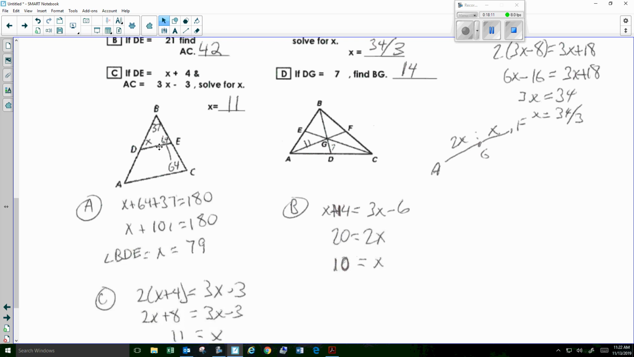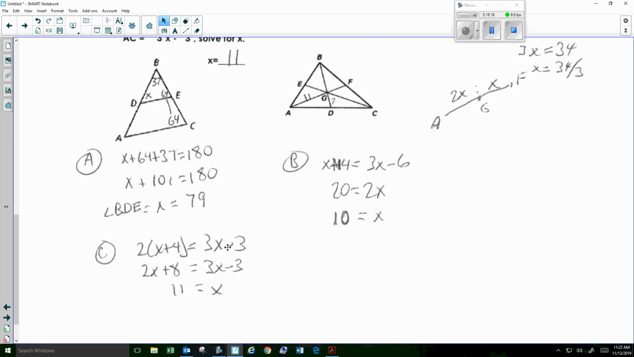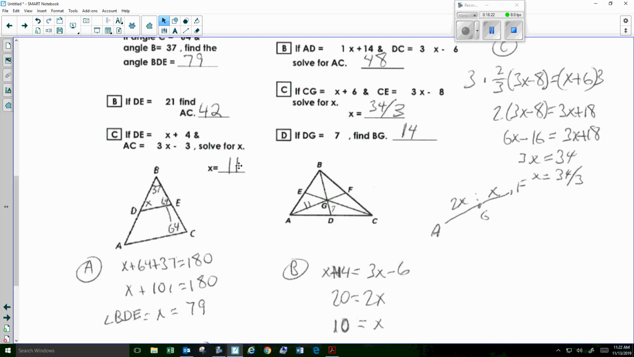We know we double this and set it equal to that. So double the x plus 4, set equal to that. Distributive property, subtract the 2x across, add the 3 across, x is 11. And they just want you to solve for x. You can plug it back in and check.